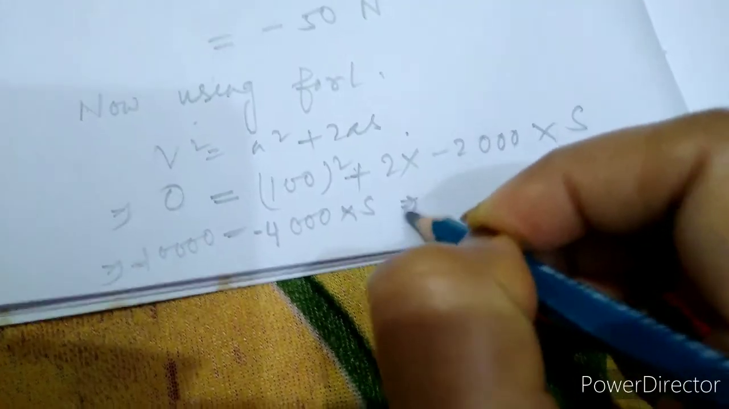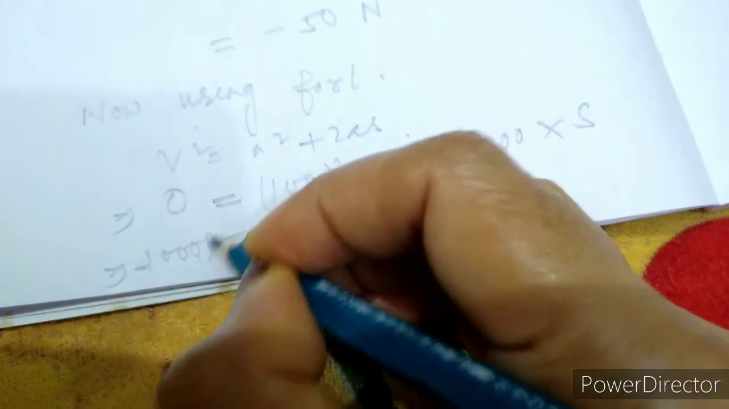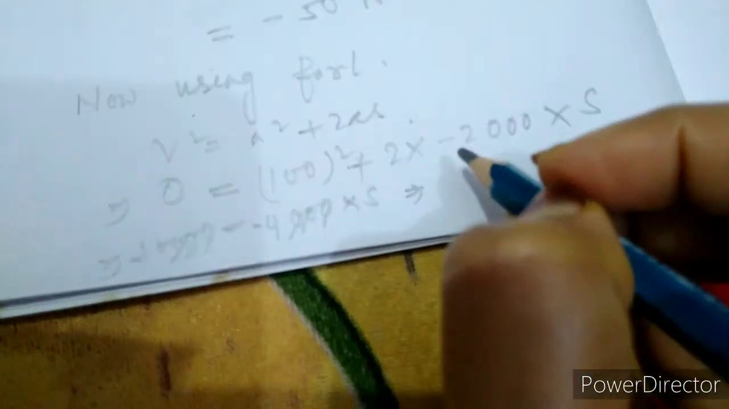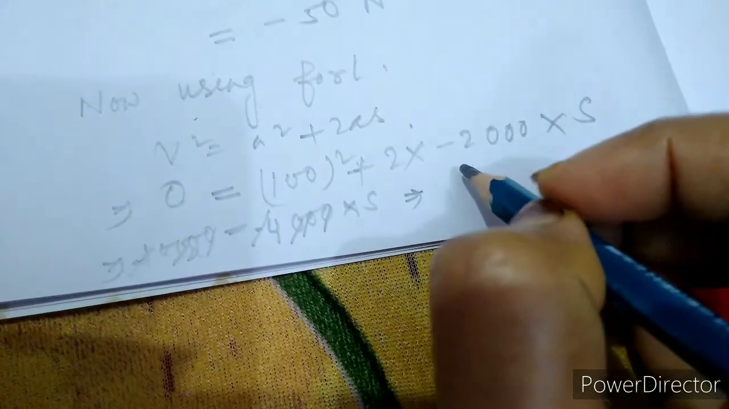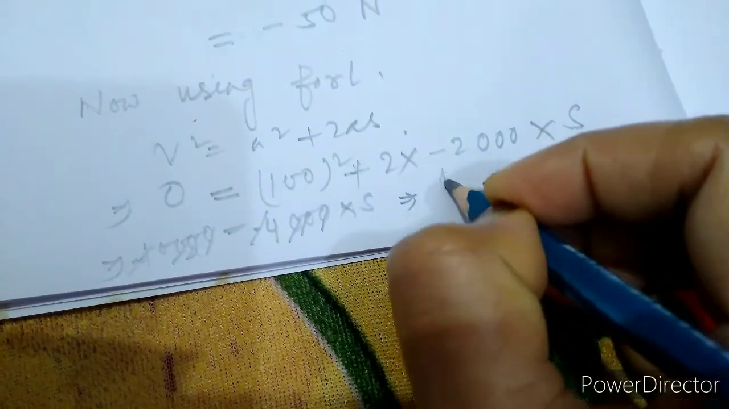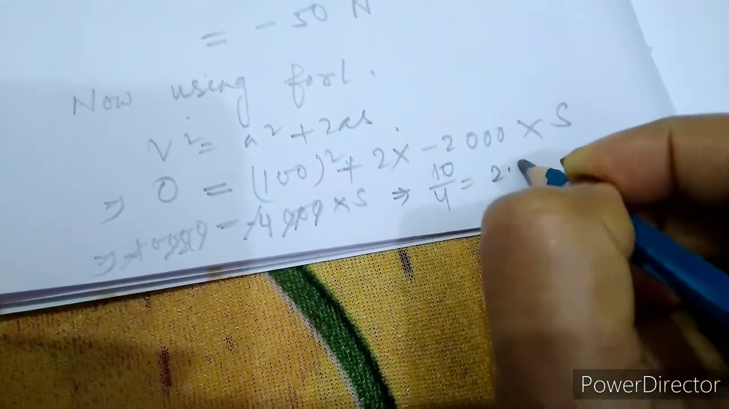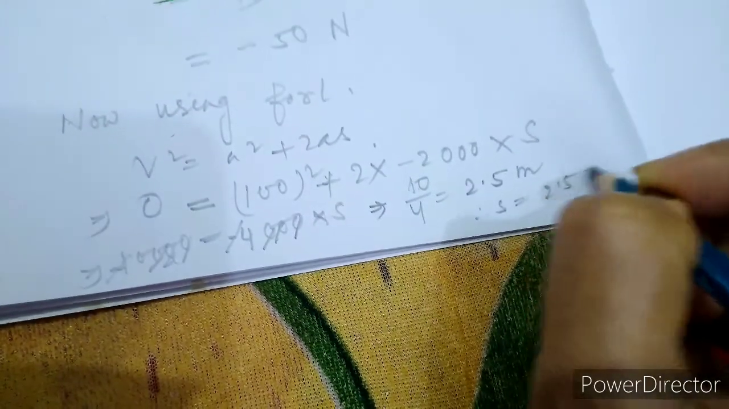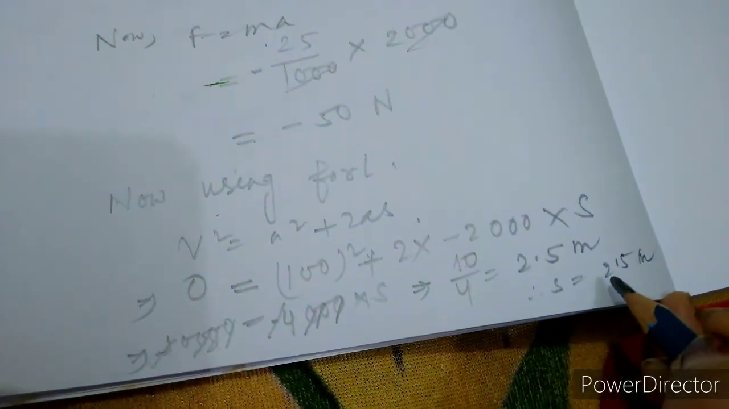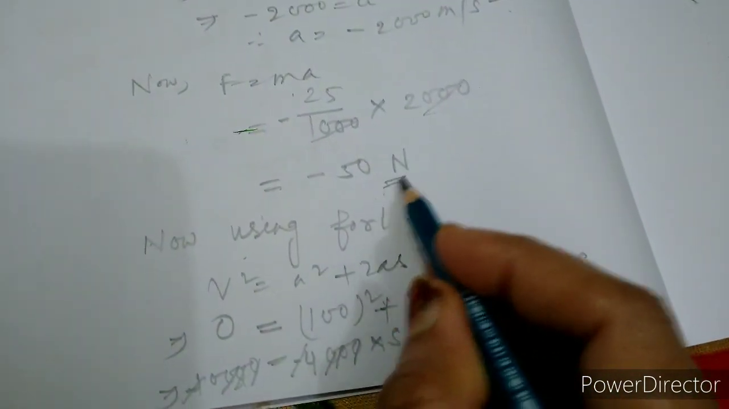So the value of S will be how much? You can cut it down directly. The zeros and the minus sign also get cut. So 10 divided by 4 is equal to 2.5 meter. Hence S is equal to 2.5 meter. So you have got the value of S as well as the value of F and the value of a. Clear?